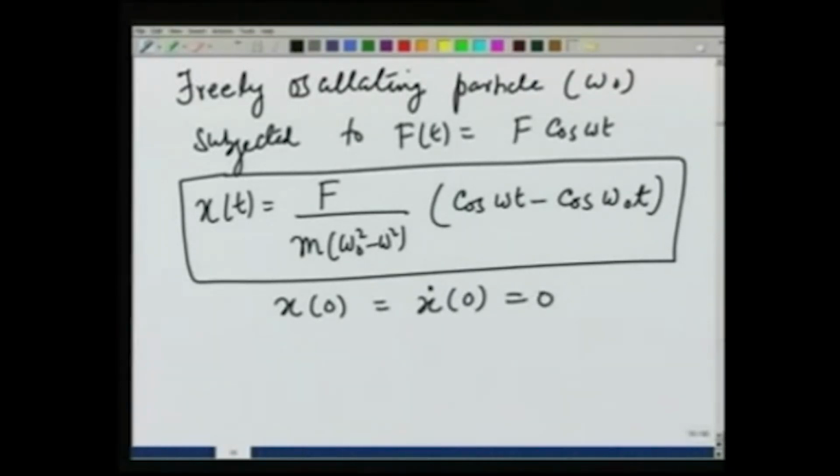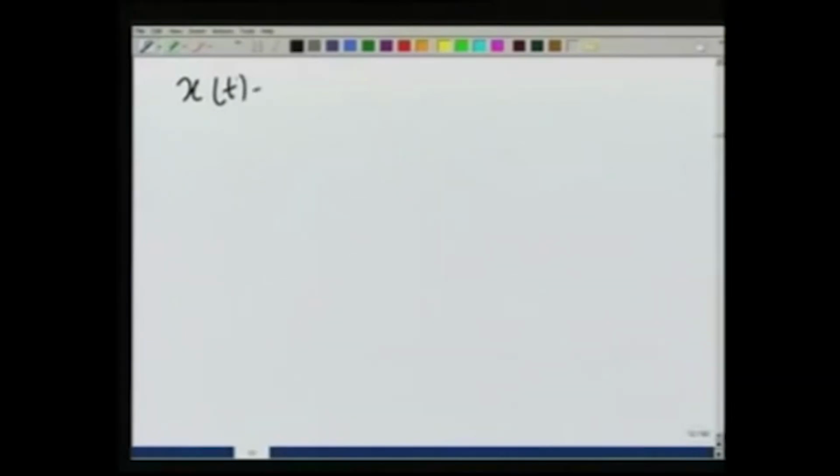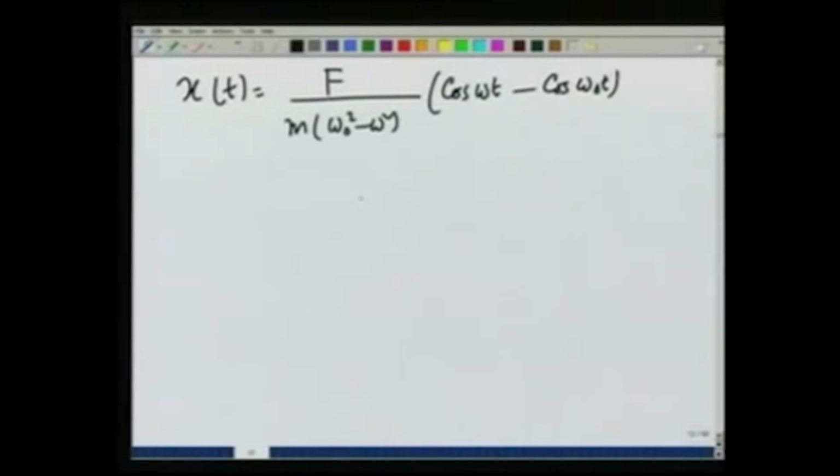How does this solution look? It has two frequency components, omega t and omega naught t. So, it is obviously not harmonic, but it is a superposition of two different frequencies. If I were to make this on a phasor diagram, which gives me an analysis of this. So, I am looking at the solution x t is equal to f over m omega naught square minus omega square cosine of omega t minus cosine of omega 0 t.